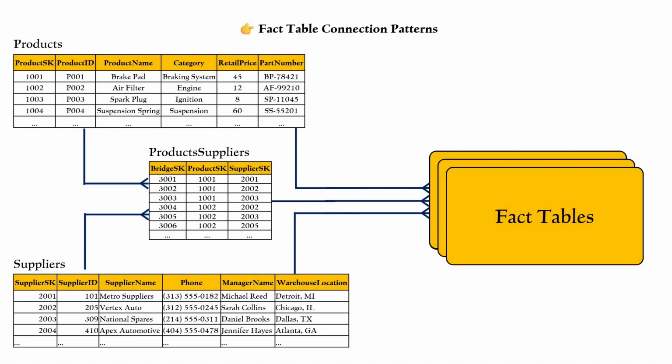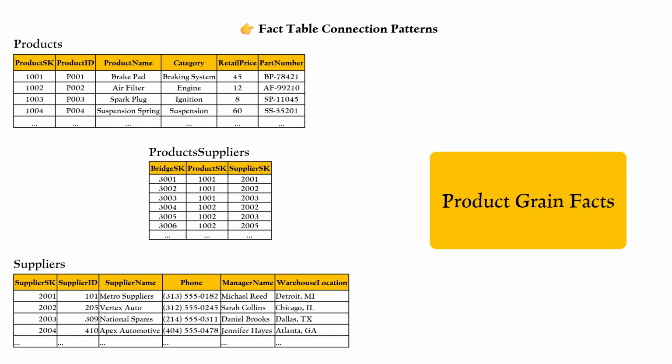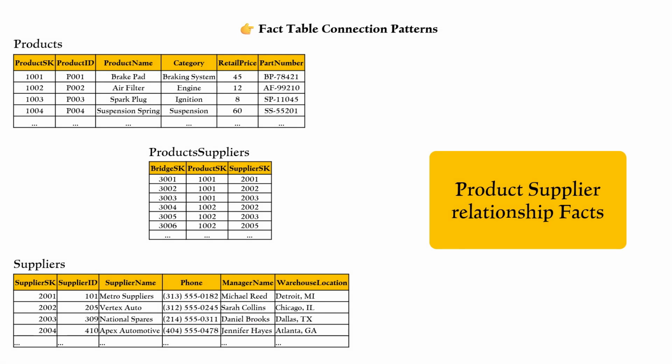Another important point is that a fact table can connect to a product dimension, a supplier dimension, or a product-supplier bridge table, depending on the use case and the grain of the fact table. For use cases such as total sales by product or top-selling product insights, the fact table typically connects directly to the product dimension. Similarly, for supplier-focused analysis, such as supplier performance tracking or cost analysis, the fact table connects directly to the supplier dimension. On the other hand, when the analysis is centered around product-supplier relationships, such as identifying which suppliers provide which products or comparing supplier pricing per product, the fact table connects to the product-supplier bridge table, which can be further joined with the product and supplier dimensions to retrieve additional attributes.